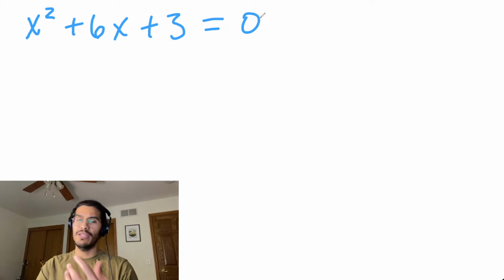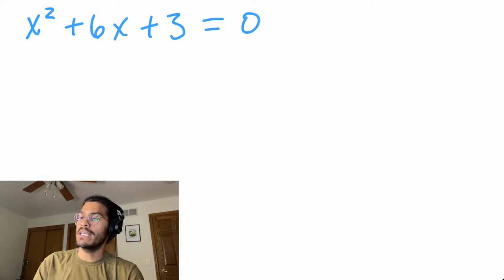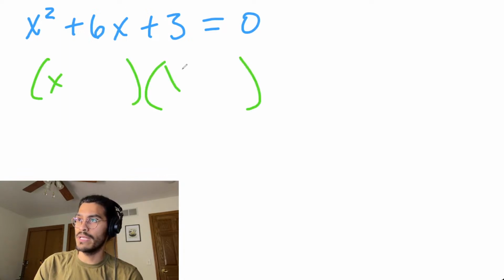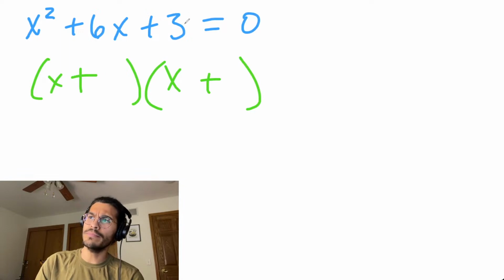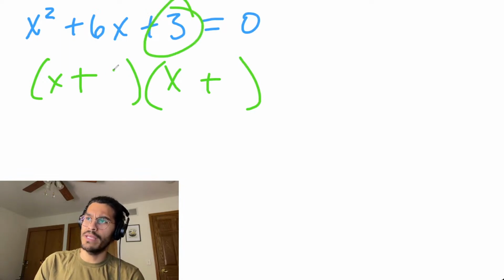There's going to be times when completing the square is specifically useful. So, you look at this and you say, okay, I don't really want to do the quadratic formula. Maybe we can factor this. And so you try to factor this and you go x plus something and then x plus something, right? But since this is 3, there's no factors of 3 that can multiply to 3 but then add to 6. So factoring isn't going to work.